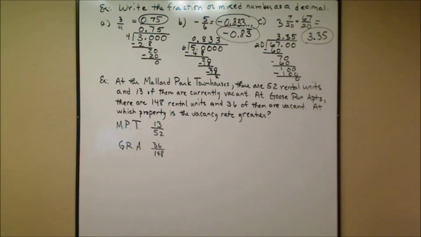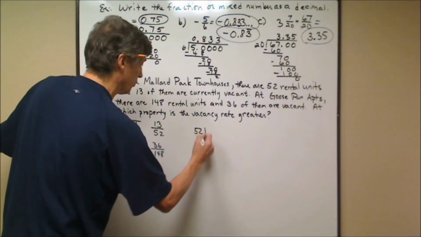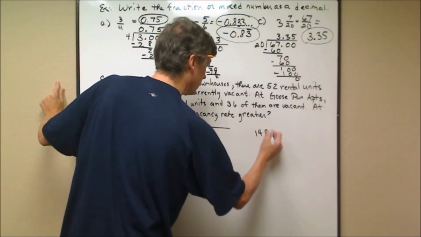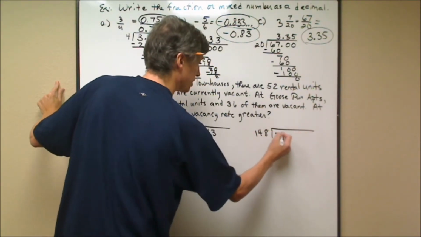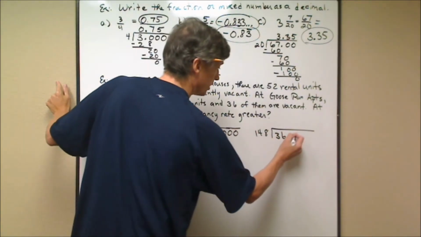Because they do not have the same denominator, it's very difficult to tell which one is greater. So what I'm going to do is change them to decimals and then compare their decimal place values. So I have to do 2 divisions. I have to divide 52 into 13, and I have to divide 148 into 36. So I'll add a decimal point and some zeros. I'll add a decimal point and some zeros.